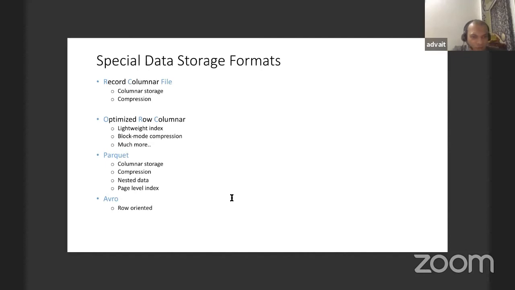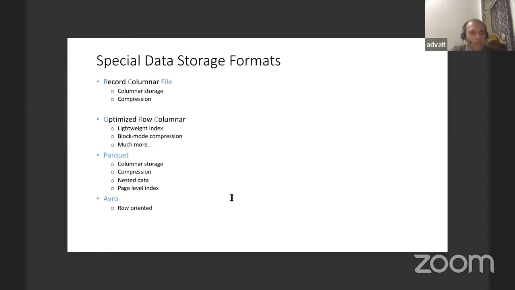Another format is Parquet, where you have not only columnar storage, it also allows compression and nested data. So in the previous two formats, data was stored as a two-dimensional grid, like a matrix, or like a data frame. One dimension is horizontal, the second is vertical. Horizontally you have columns, and vertically you have records. That's a two-dimensional data storage system.